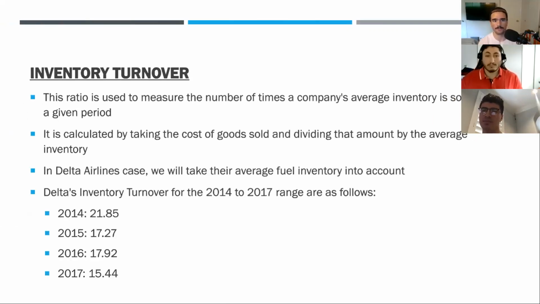And next, we have our inventory turnover. This is used to measure the number of times a company's average inventory is sold during a given period. It's calculated by taking the cost of goods sold and dividing that amount by the average inventory. In Delta Airlines' case, we take the fuel inventory into account. And the 4-year range from 2014 to 2017 shows that they've actually gone down. So they've been able to turn over the inventory less and less throughout the given years.